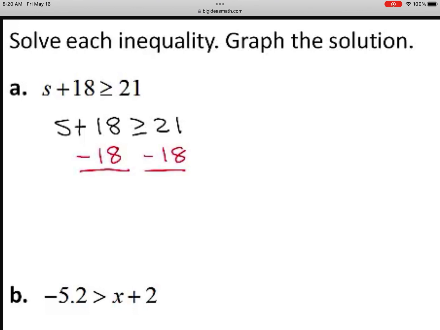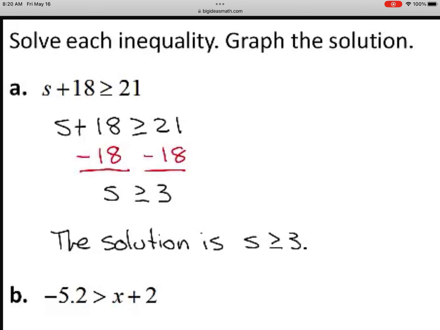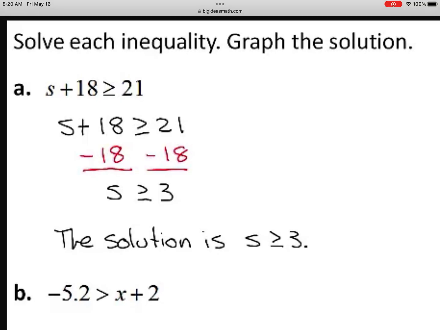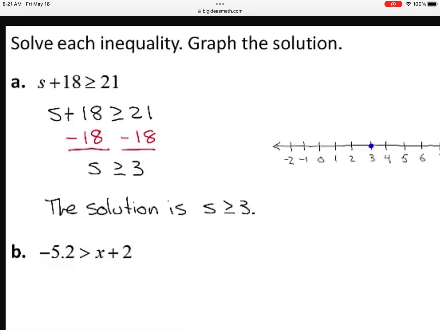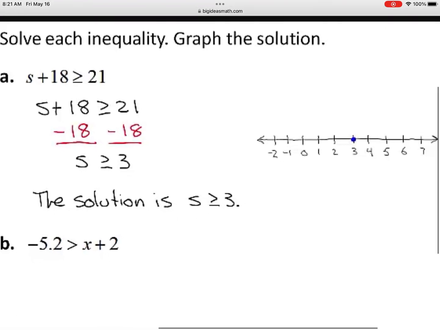Because 18 minus 18 is 0 and 21 minus 18 is 3, s is greater than or equal to 3. So the solution is s greater than or equal to 3. Next, graph the solution on a number line. Because 3 is a solution of the inequality, use a closed circle at 3. Because s is greater than or equal to 3, shade the line to the right of 3.